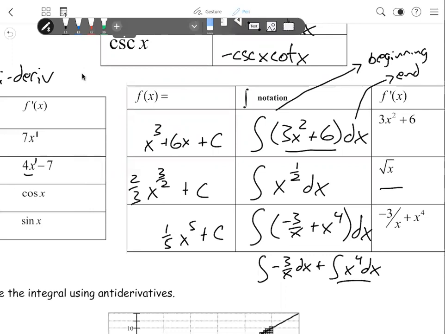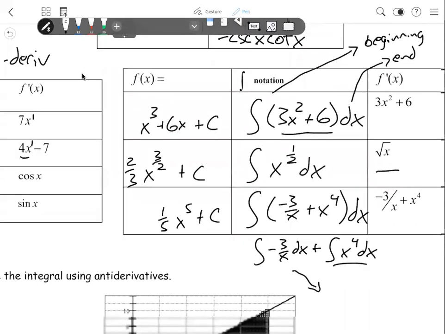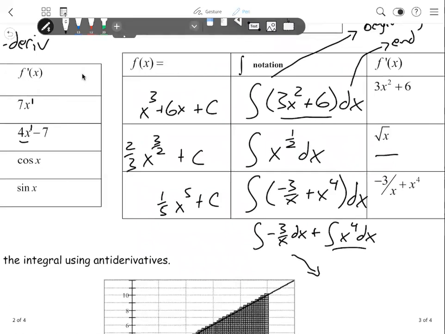So I am going to use one of my rules here. The rule that I'm going to use is the constant multiple rule. So I'm going to move the -3 out and write this as -3 times the integral of 1/x dx. I can do that because -3 is a constant, and according to my constant multiple rule, I can move any constant outside the integral and then multiply it.